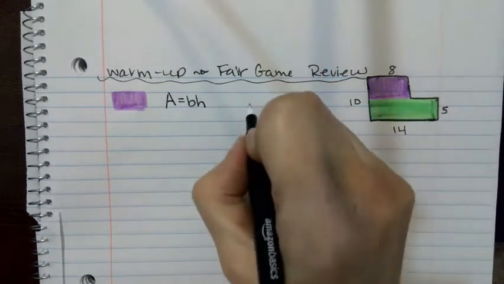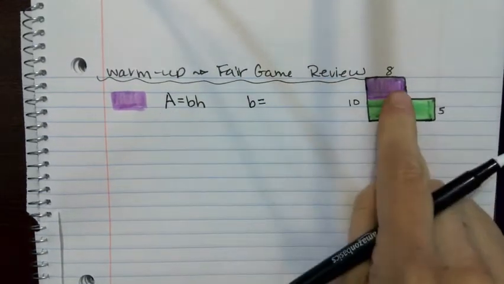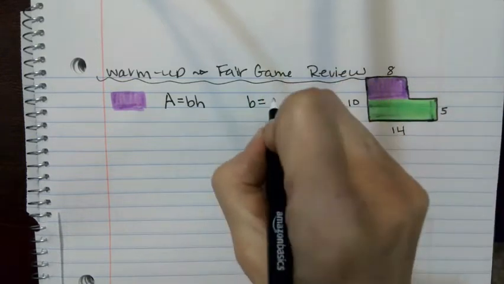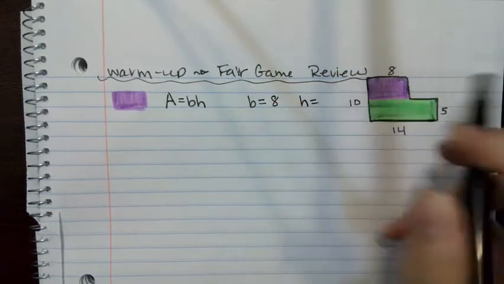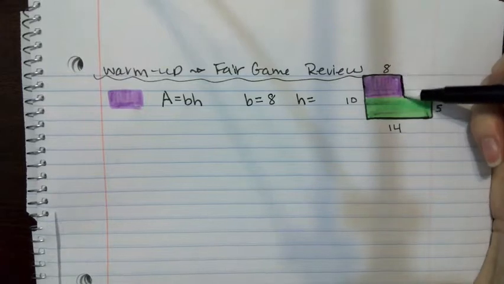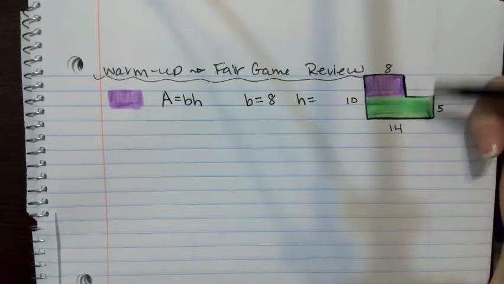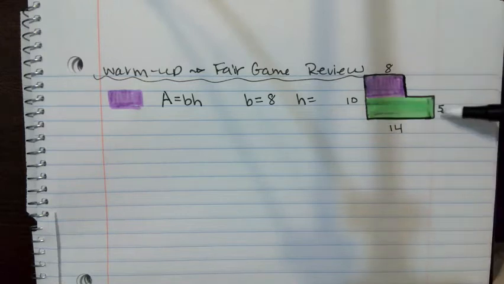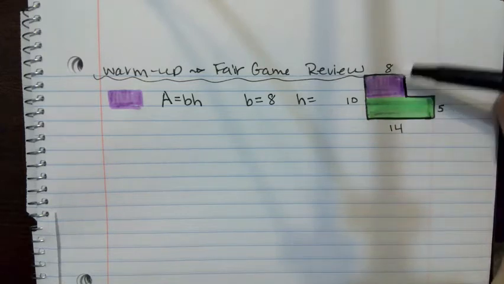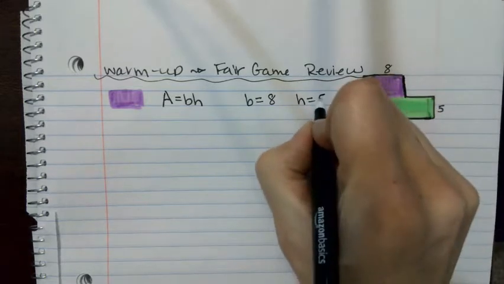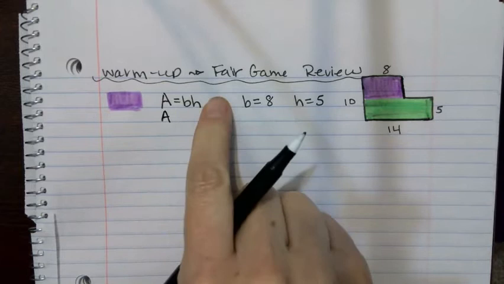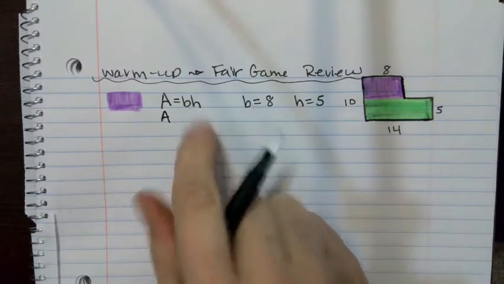I know that the base of the purple rectangle is the same as the top, so the base is 8. When I'm looking at the height, I want to know what this length is here, but I don't have it. But I notice that this length here is 10, and 5 of it is already spoken for, which would leave 5 for the height of that first rectangle. So now I can substitute. Remember, rewrite the equation, substitute, simplify.